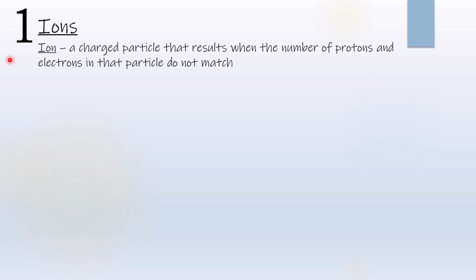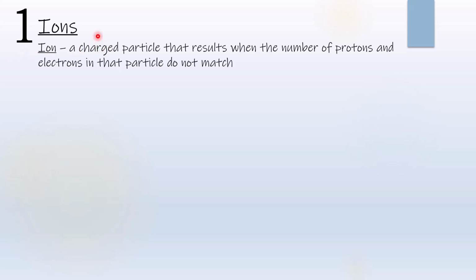Now in a previous video I spent some time talking about atomic symbols, and we're going to expand on that and deal with ions, where we have charged particles because the number of protons and electrons do not match up. So that's the condition to form an ion. This will be a charged particle.